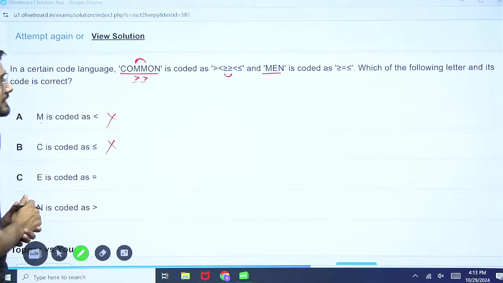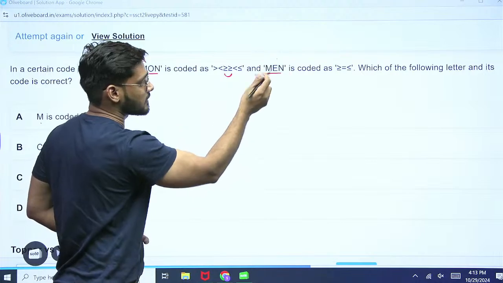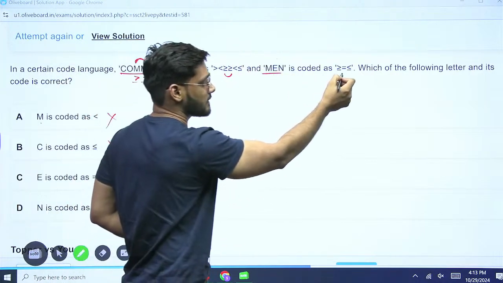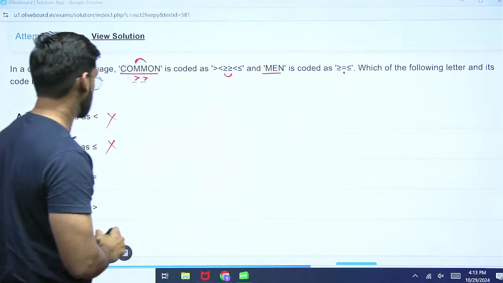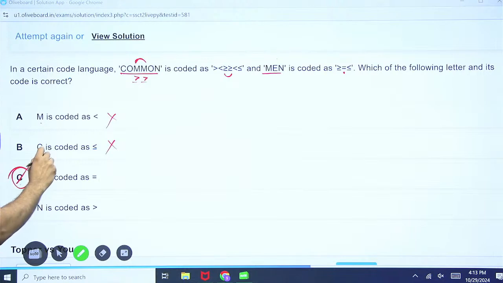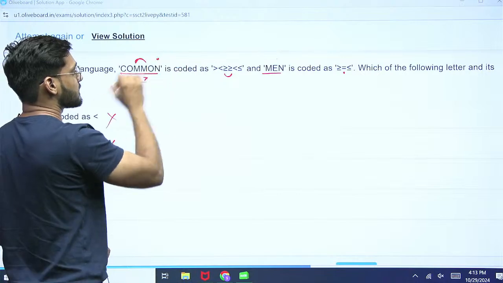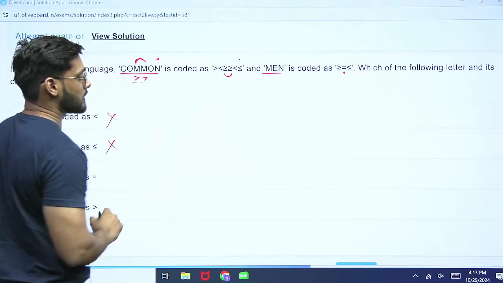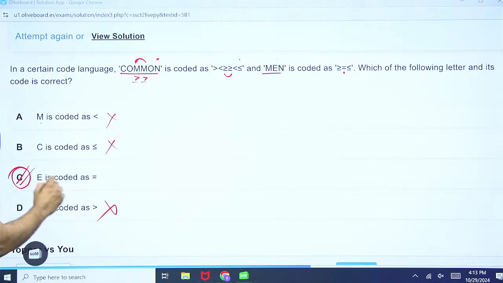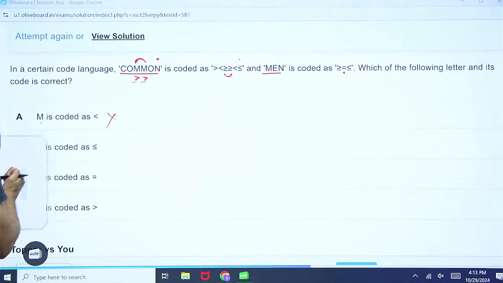E is coded as equal. E is given at the second element, and at second here we are getting equal. So E is coded as equal is the right answer. We can see the fourth one. N is coded as greater. N is given at the last, and at last less than equal is given. So fourth is also wrong, and hence only third is the right answer. Yes, very good. Let's move on to the next question.